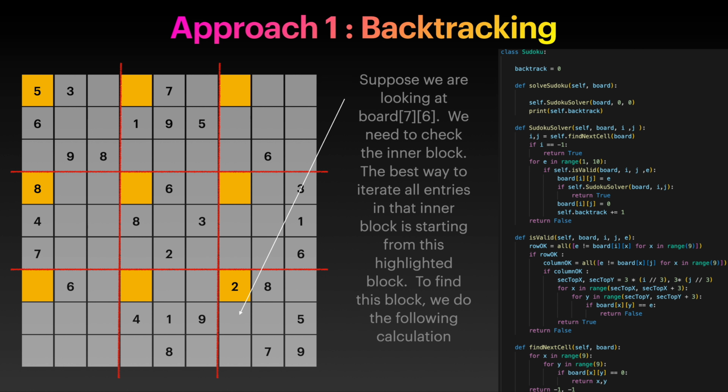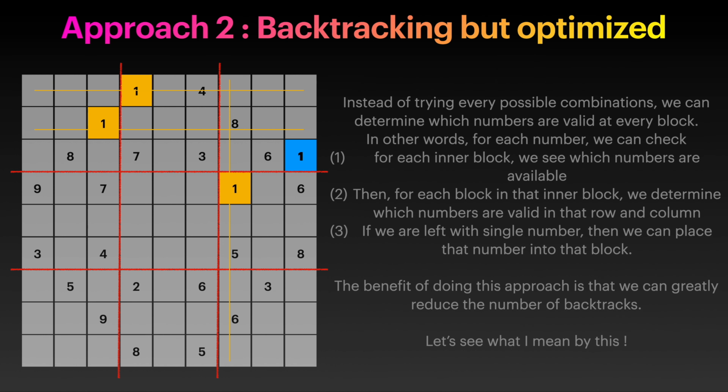I think that's pretty much it. So let's look at the second approach. This is our second approach, but this is optimized. How so? The previous approach is how computers try to solve this problem, right? But for us humans, we do it in a slightly different way, right?